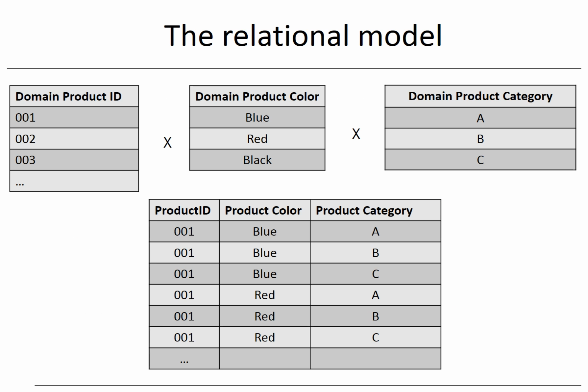You can see this illustrated here. We have three domains: prod id, defined as an integer between 1 and 9,999, product color defined as either blue, red, or black, and product category defined as either A, B, or C. The Cartesian product of these three domains then simply lists all possible combinations. Our relation R will then be a subset of all these combinations.